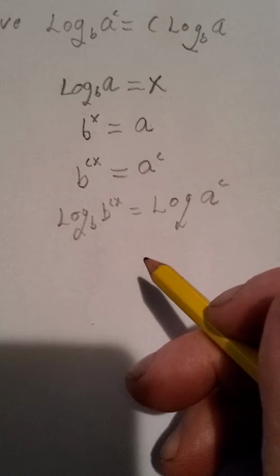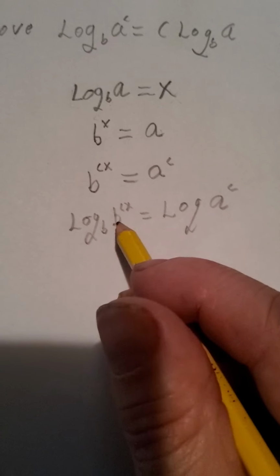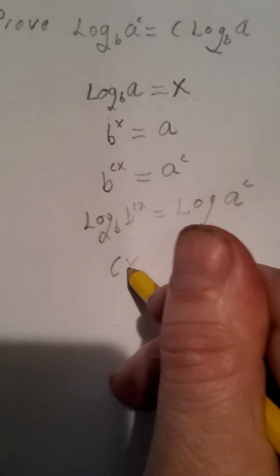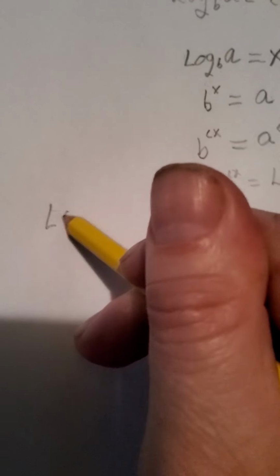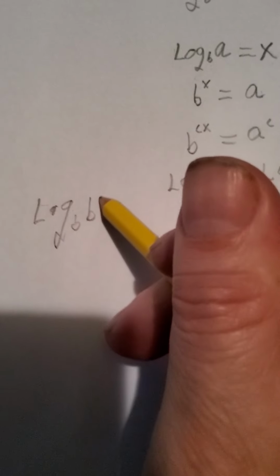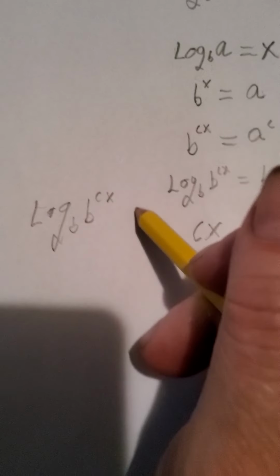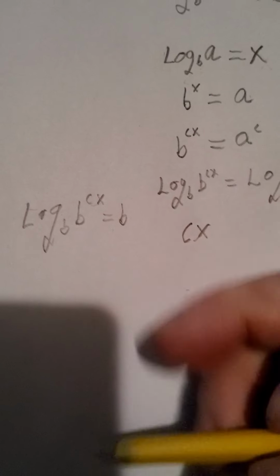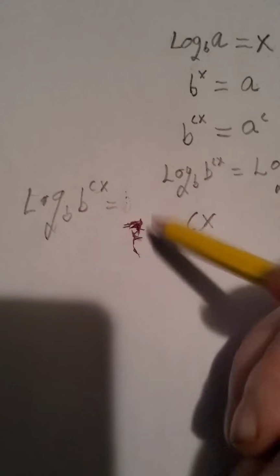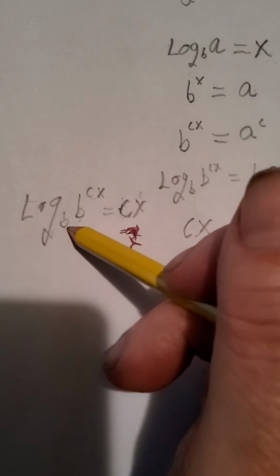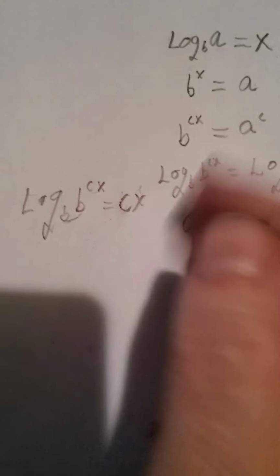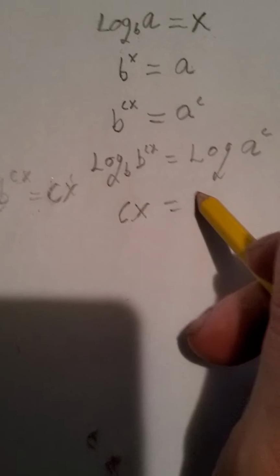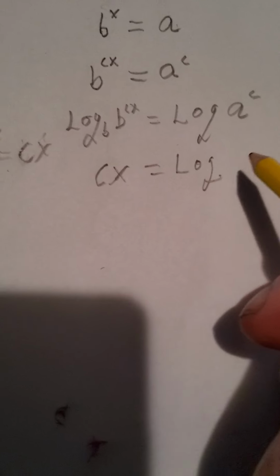But now, thinking about this, the log base b of b to the cx is just going to be cx. How do I know that? Well, by definition, the log base b of b to the cx asks what power b is raised to, and that's cx. So on this side, I just have cx. On this side, I have log of a to the c, right?